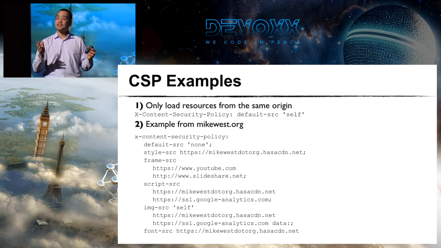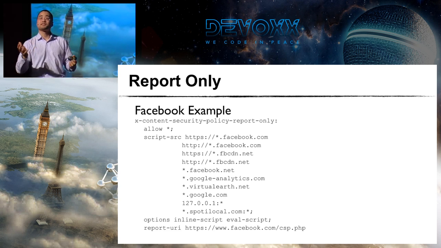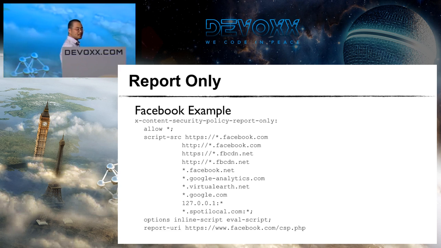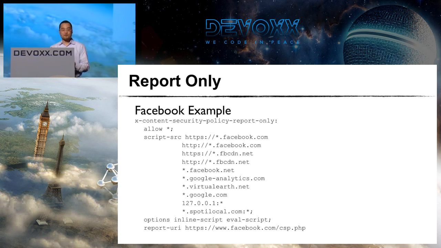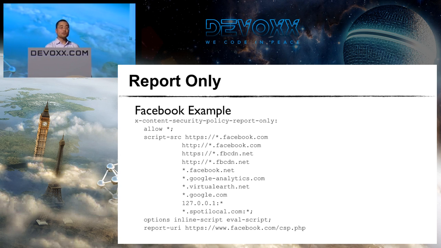Now, what if you have a bunch of inline scripts or inline styles, and you have an old legacy application. It's going to take a little bit of time to go and refactor that, right? Maybe you've got to go through QA and all that typical stuff. Content security policy also supports a report-only option. And you can see it's using at the top here the X-Content-Security-Policy-Report-Only. And this is actually what Facebook had on their website not too long ago. Here, again, since it's report-only, you can see that they're allowing everything. But scripts are only allowed from these particular locations.